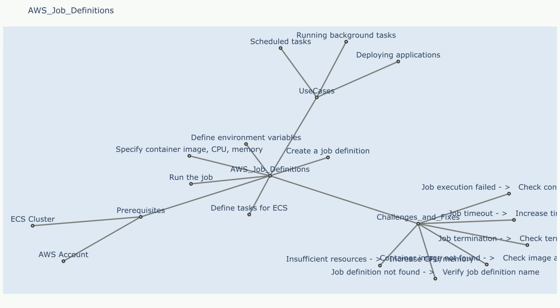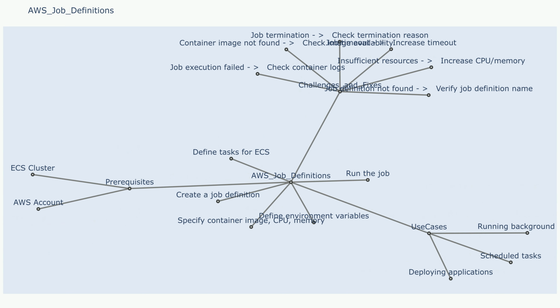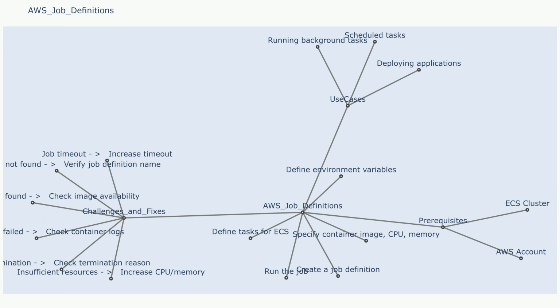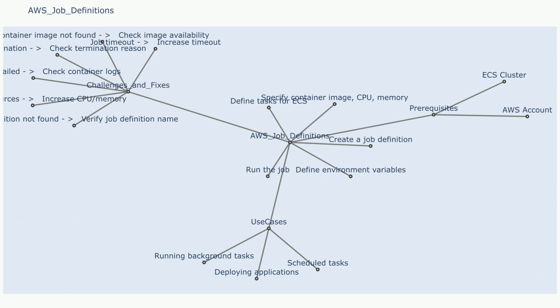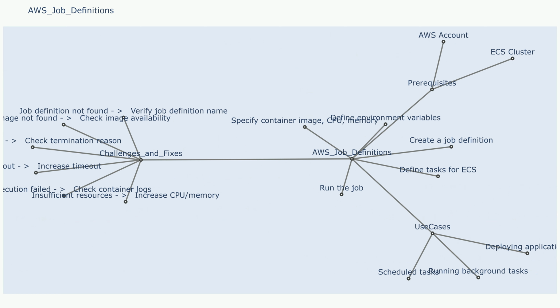YAML. AWS Job Definitions Description. Job definitions are the blueprints for running containerized applications on Amazon Elastic Container Service (ECS). They define the resources, configuration, and dependencies required for a specific task. Prerequisites: an AWS account with the necessary permissions to create and manage ECS resources. An ECS cluster where your jobs will be executed.